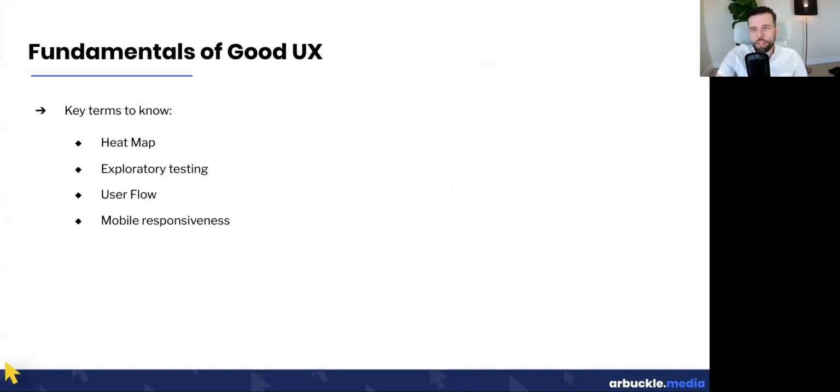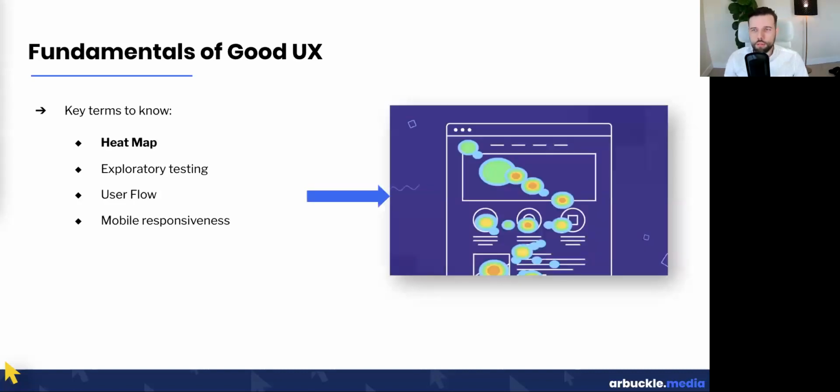So when it comes to good UX, we'll go over a couple of concepts here, and these are really important ones to think about. You may have heard the terminology of heat map. We'll talk about analytics a little bit later, but a heat map ultimately is a visual representation of your analytics. You can use heat map tools to visualize what users are doing on the website, where they're clicking, where they're spending their time, and it will give you a good indicator.